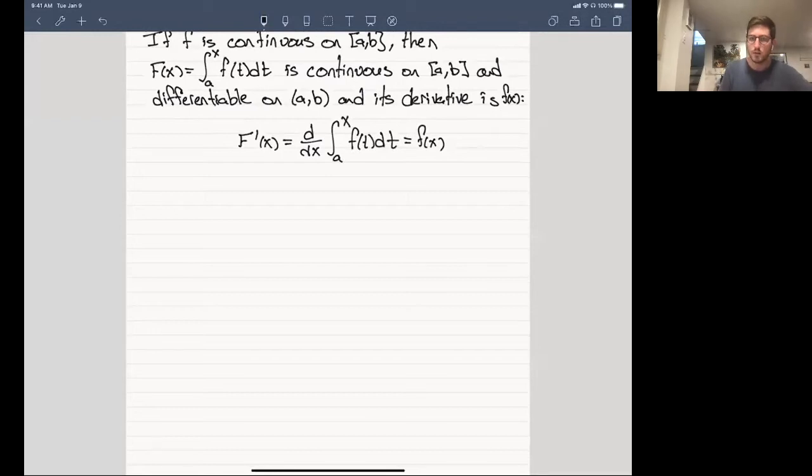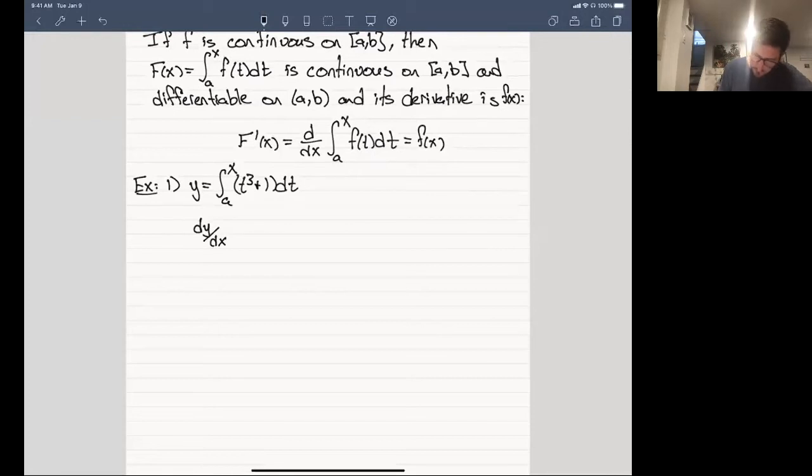Before we prove this thing, let's do a couple little examples. So example 1, let's start with the function, the integral from a to x of t cubed plus 1 dt. Then the question is, what is the derivative of this thing with respect to x? Well, dy dx, this is the derivative of this integral, a to x, t cubed plus 1 dt.